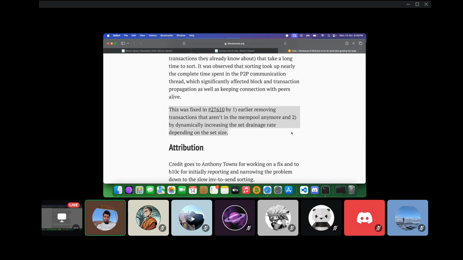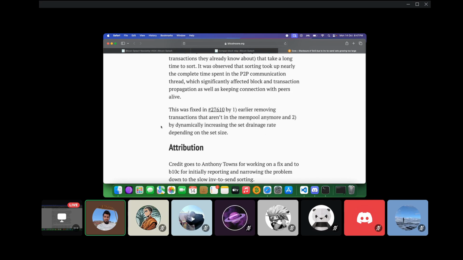So the transactions that are not in your mempool were not eligible to be stored in your inventory set. You can only relay those transactions to your peers that are in your mempool. Those transactions which are not in your mempool, you are not allowed to relay from your inventory set to your peers, which reduces the size of your inventory set, because earlier you were having transactions in your inventory set which were not a part of your mempool as well. But now you're only allowed to keep those transactions in your inventory set which are a part of your mempool, thereby reducing the size of the inventory set. The smaller the inventory set, the less computational power you have to invest to sort the inventory set. That is the first step.